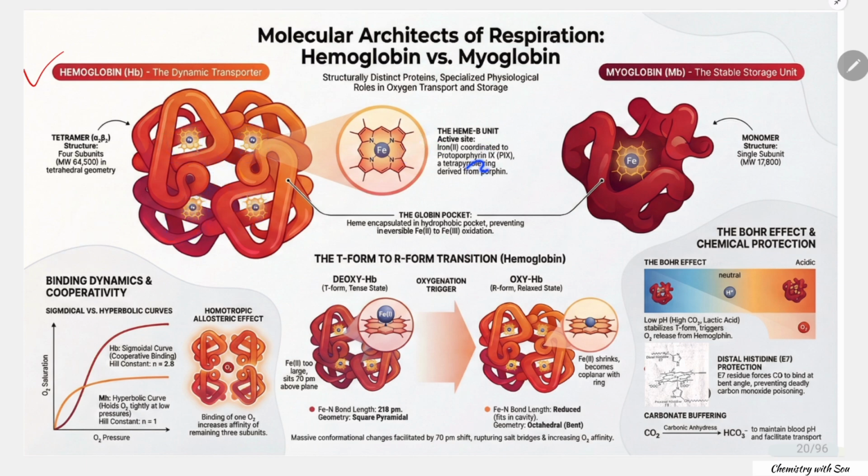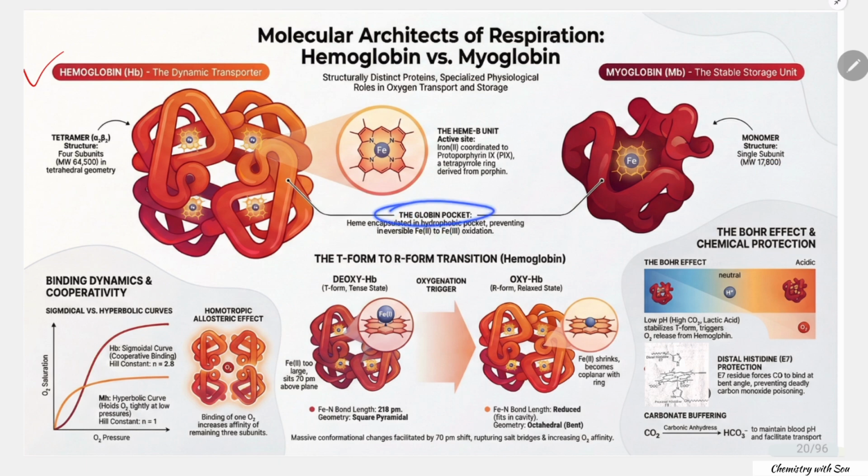So this is a heme B unit in the active site. Iron 2+ is coordinated to the protoporphyrin IX, which was already discussed in the previous lecture, a tetrapyrrole ring derived from the porphyrin. And in myoglobin, the stable storage unit, its main function is to store the oxygen. It is a monomer, containing only one iron and porphyrin plus this globin chain.